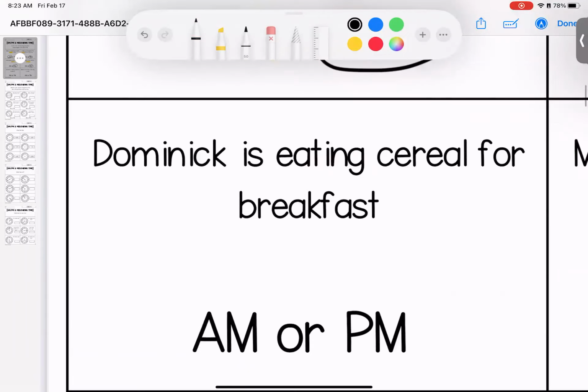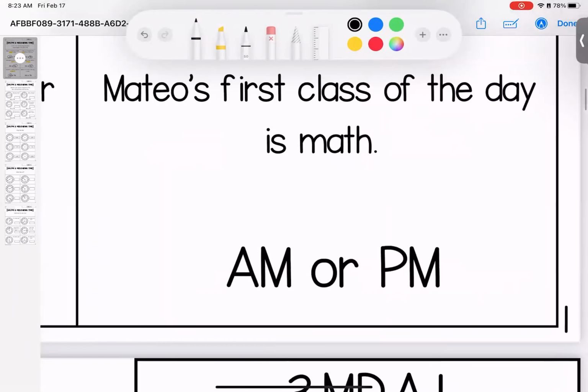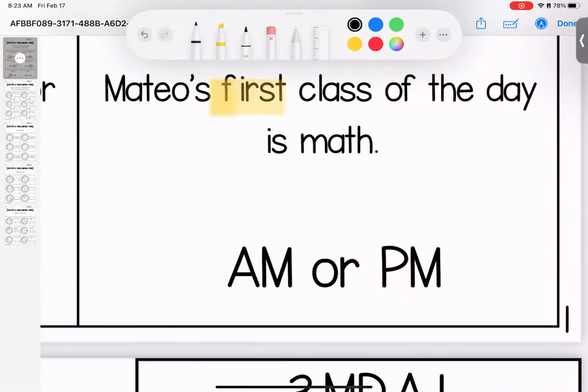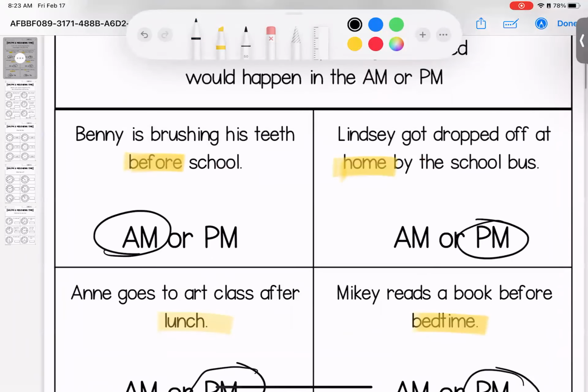Dominic is eating cereal for breakfast. Breakfast is our usual first meal of the day. This is AM. Mateo's first class of the day is math. His first class is happening in the AM. Any questions on this page? Please bring them with you to class.